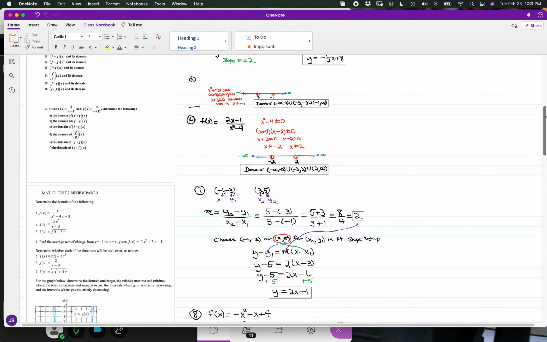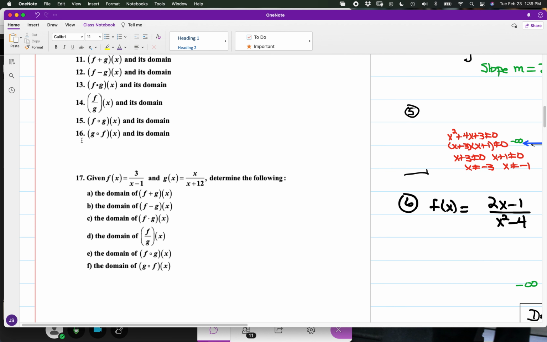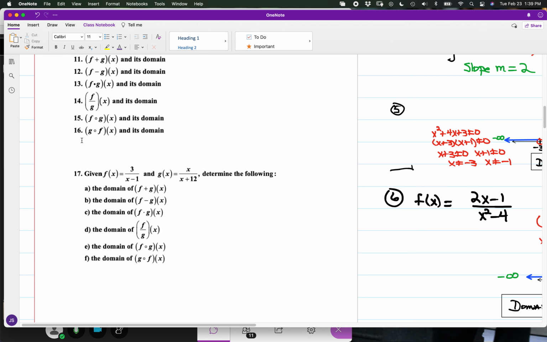And I'm going to do number 17 in this one. Okay, for right now, I'm just going to look into the domain of the first four parts. Now, you're not looking for the results from taking the operations between the given functions, but just looking at what we have in the domain.